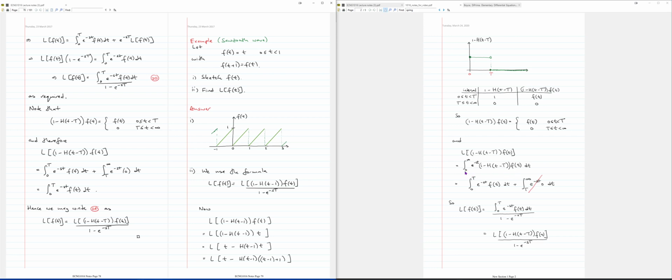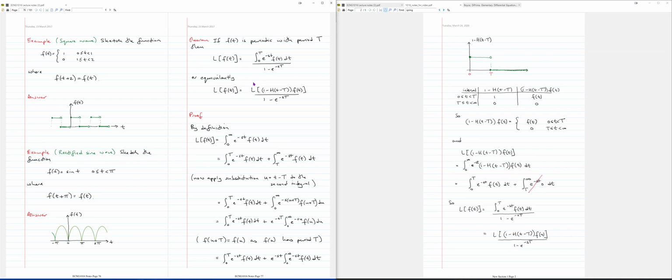So when I'm integrating from 0 to infinity, I'll split this integral into two pieces, 0 to big T and then big T to infinity. From 0 to big T, this function is equal to f of t, so I put that in. From big T to infinity, your function is equal to 0, so I'm integrating 0, which drops off, and I get this expression. What you want to notice now is that the Laplace of 1 minus the Heaviside times the small f is equal to the integral between 0 and big T of the exponential times small f. That's what I wanted to show, and that explains why this expression is the same as this expression over here.